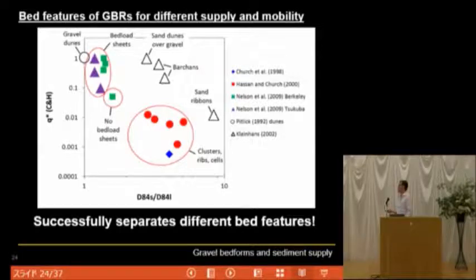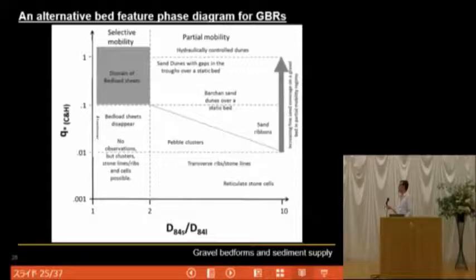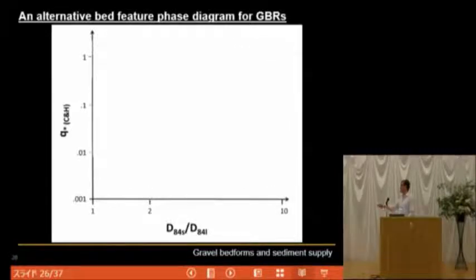So we took this and we abstracted it to make this. This is an alternative bed phase diagram for gravel-bedded rivers. I'm going to spend the rest of the time that I have left building this diagram for you and explaining to you why things are in different places. So again, on the y-axis here, we have our index of sediment supply, and on the x-axis, we have our index of bed mobility.